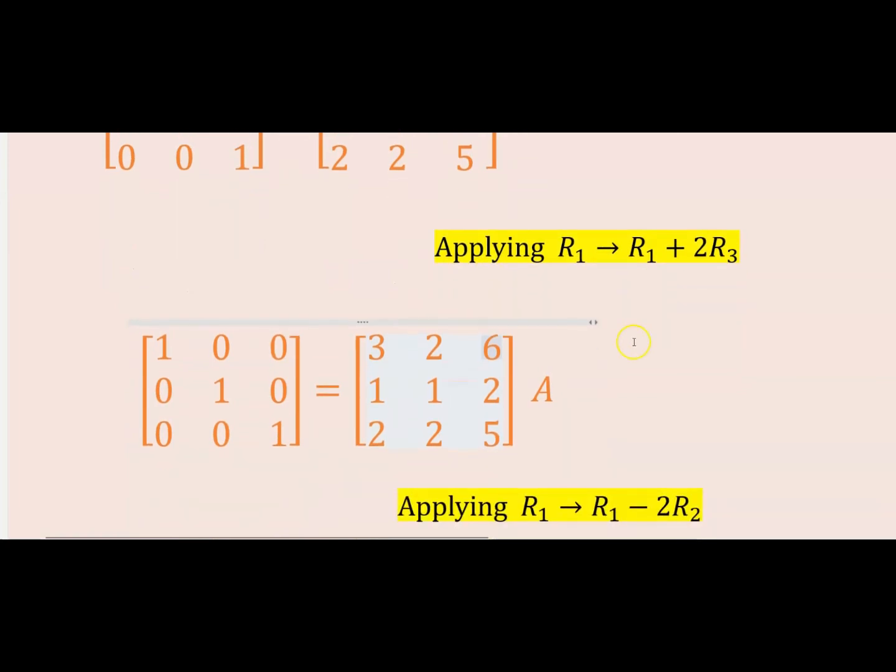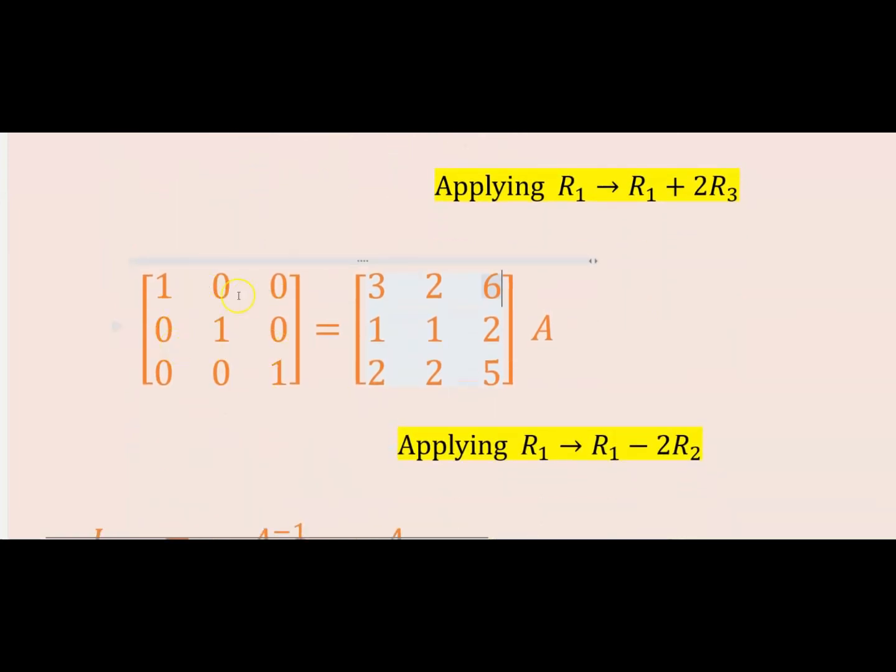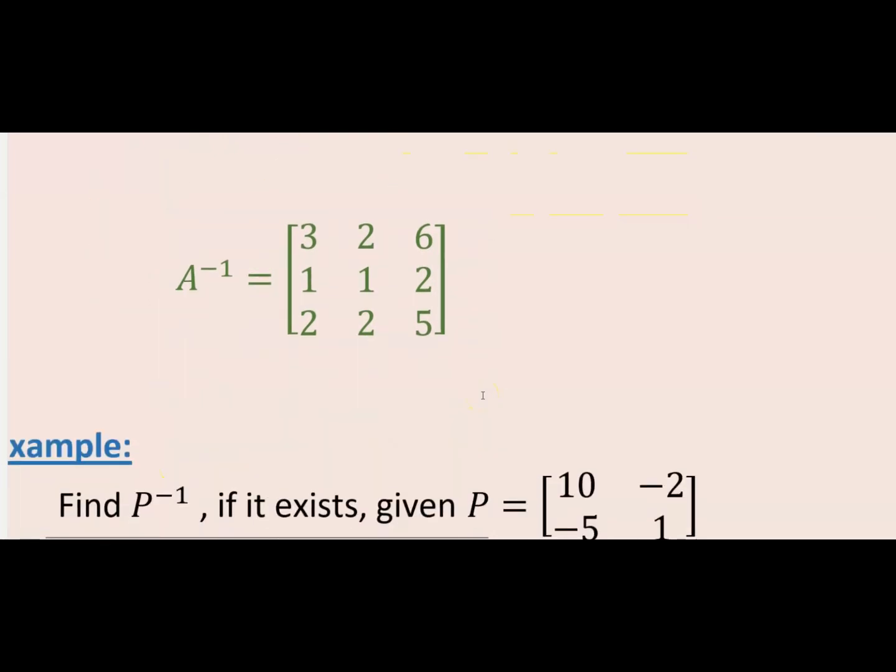All right. Now, as you can see, what is this? This is the identity matrix, and this is the new matrix after applying the operations, right? And this is the A matrix as it is. So at last, what is this? This is A inverse. Now we can say that this is the inverse of A. All right. I hope this is clear to you.